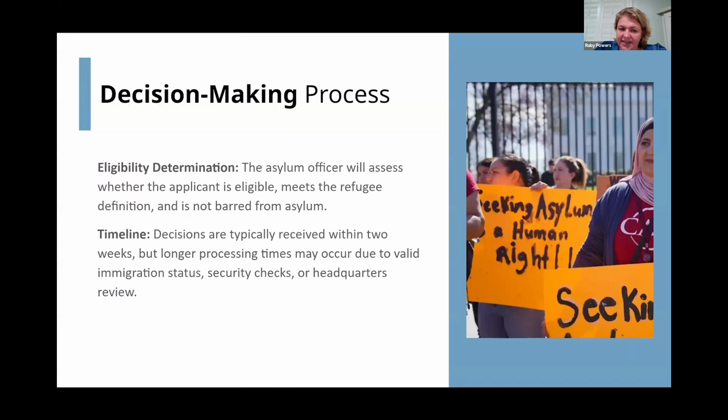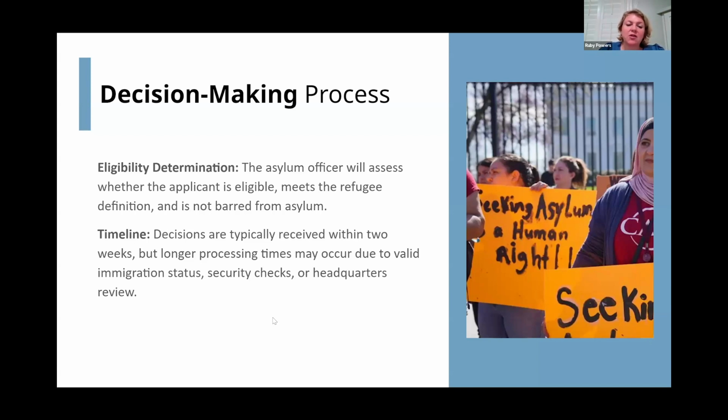The officer is going to assess whether you're eligible or not. They're going to pass on their packet to the supervisor to either approve what they have suggested, or to review, or potentially even give a notice of intent to deny, or request for information. Decisions are typically received within a couple of weeks, but sometimes it can take longer depending on the country of origin, security checks, and so on. So it's better not to have your hopes up that you're going to get a decision right away.